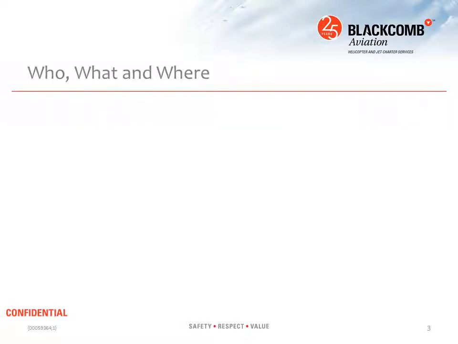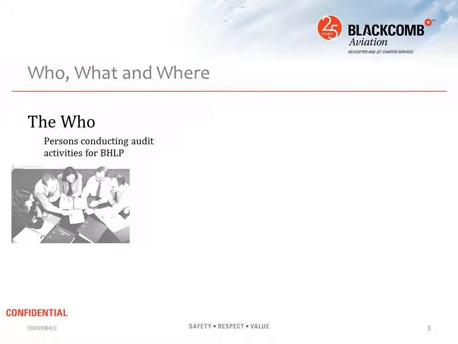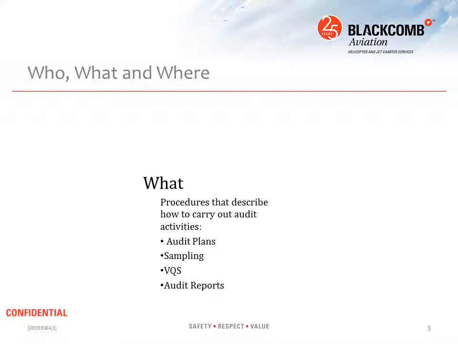Who, what, and where. Who. This manual is to be referenced by staff of Blackcomb Helicopters that conduct auditing activities such as spot checks, internal audits, and vendor audits. What. The audit manual documents the procedures for carrying out audit activities. It has been devised to provide a standard and consistent approach to auditing at BHLP. It covers activities such as preparing for an audit, conducting the audit, including sampling, preparing an audit report, conducting vendor quality surveys, and on-site vendor audits.